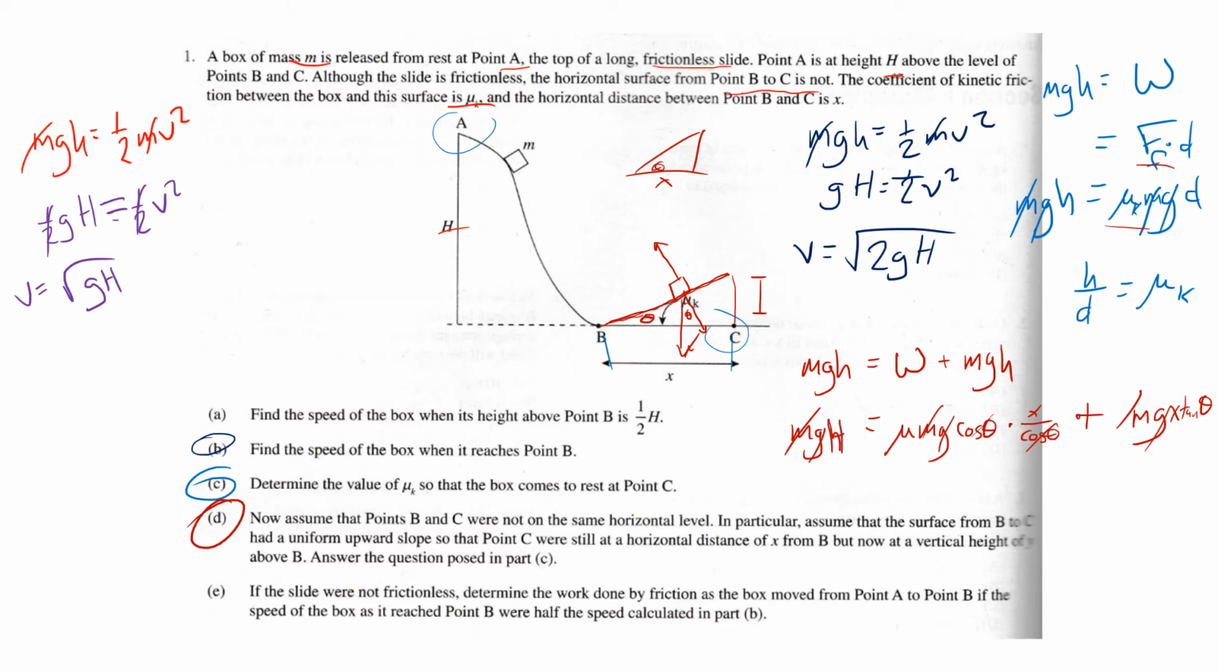Nice. All right, so all we've got to do is solve for mu. So let's finish here, and we're going to subtract x tan theta, and that's going to equal mu x. And then we're going to divide everything by x, right? That's it. So mu is going to equal h minus x tan theta over x. Boom, boom. There it goes.